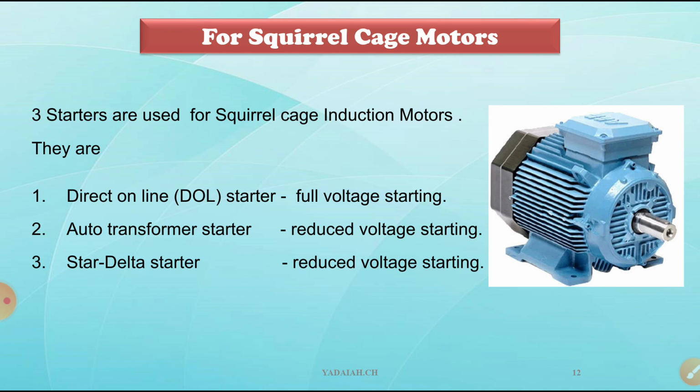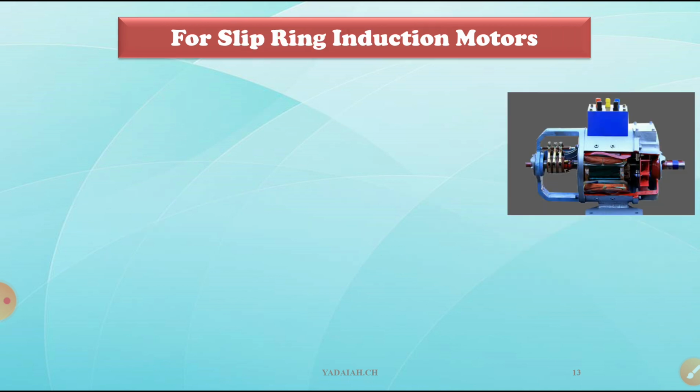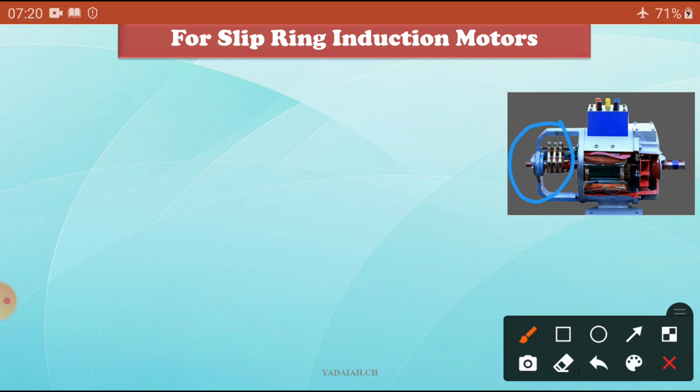So our aim is to reduce the voltage initially before the motor gets its speed near the synchronous speed, that is the rated RPM. Okay, for that purpose we are going to use these 3 starters. Now in the case of slip ring induction motors, so this is the slip ring induction motor. Have you remembered? There are slip rings present inside.